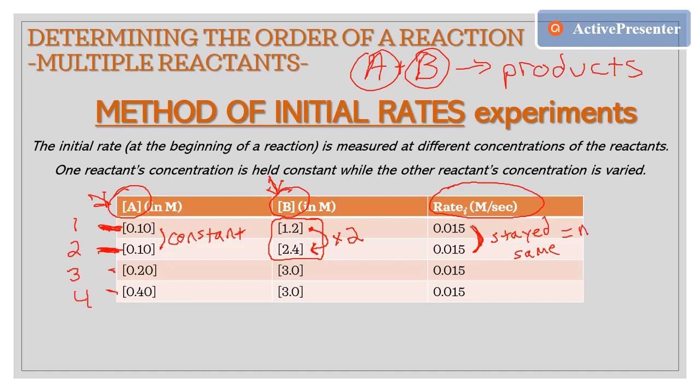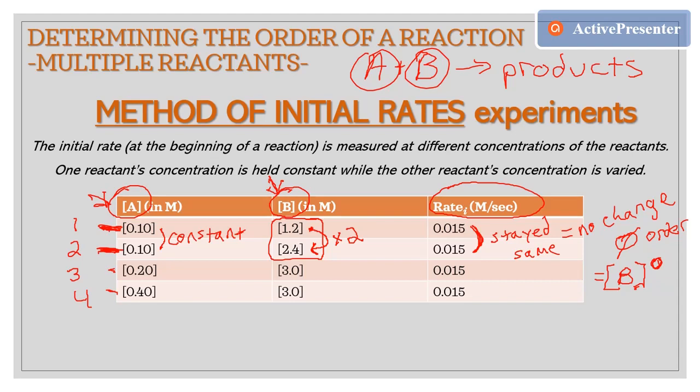So that's no change. Or another way to put no change is 0. So the concentration of B would be a 0 order, and so you put the 0 up there as an exponent after the concentration of B.